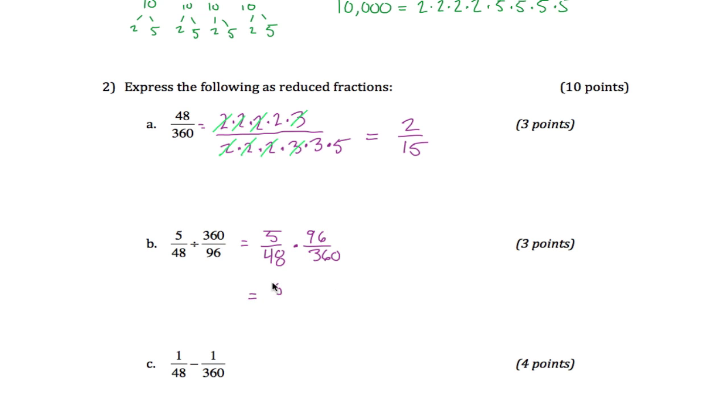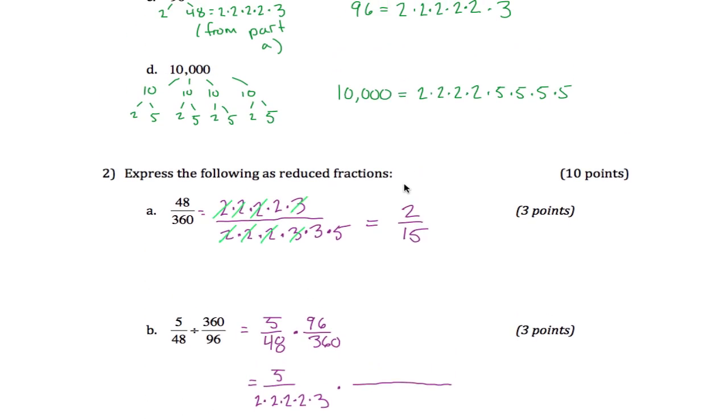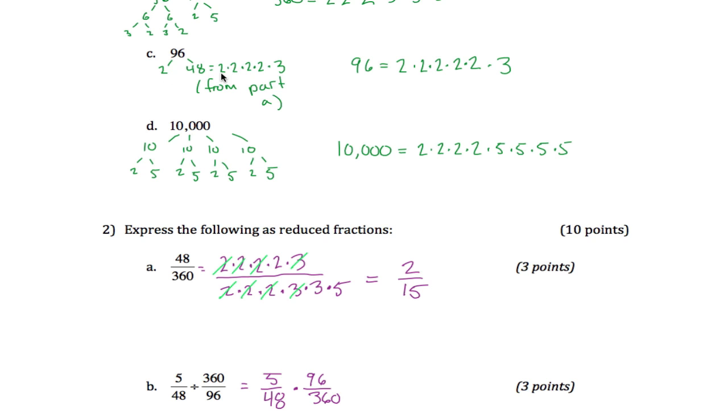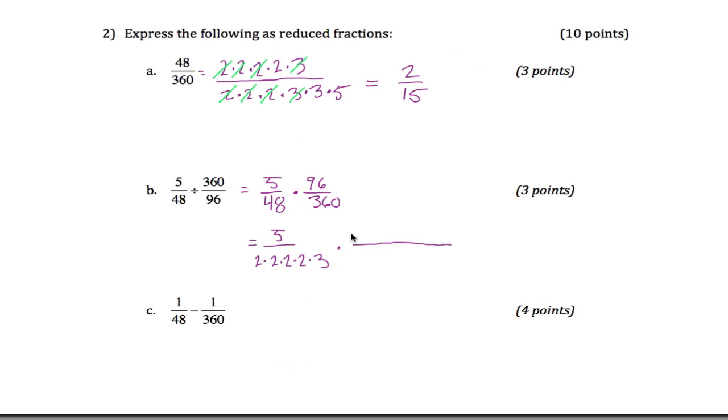48 we figured out up top was 2 times 2 times 2 times 2 times 3. 96, we haven't figured that one out down here, but we have it up here. It was just 2 times 48, so 2 times 2 times 2 times 2, 4 of them, and then 3. And then finally 360, I have it written right here: 2 times 2 times 2, 3 times 3 times 5.